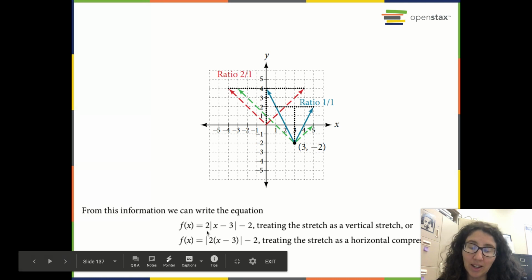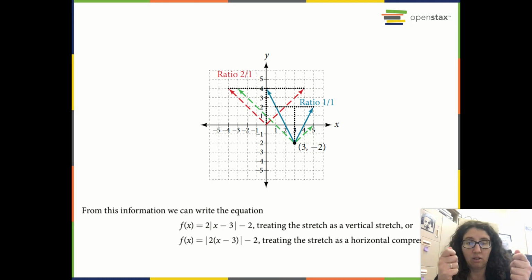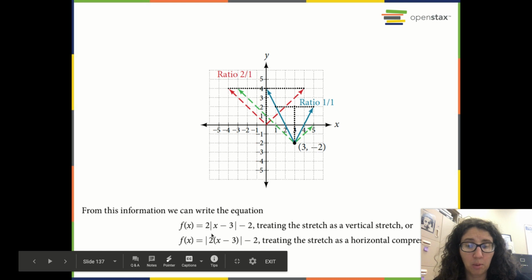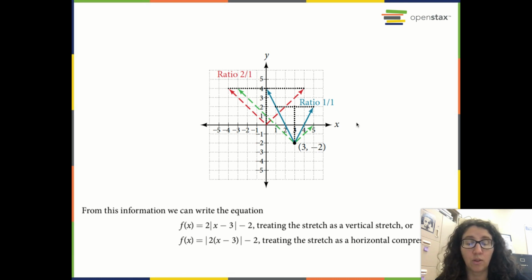Now, one thing that's interesting to think about is we could also consider this a horizontal compression, right? Like we took our original V and we squeezed it together. We could think of this as we're stretching it up, or we could think of it as we're squeezing it together horizontally. So we could put that 2 inside as a horizontal compression. Algebraically, these two things are equivalent, right? We can put the 2 inside the absolute value or outside the absolute value, and we could think of that as a vertical stretch or a horizontal compression. So it's kind of interesting that those things are equivalent.